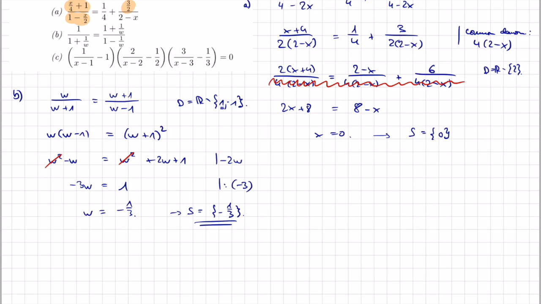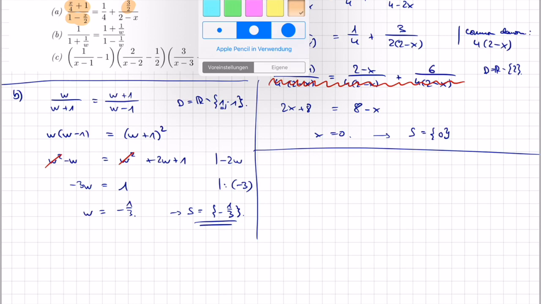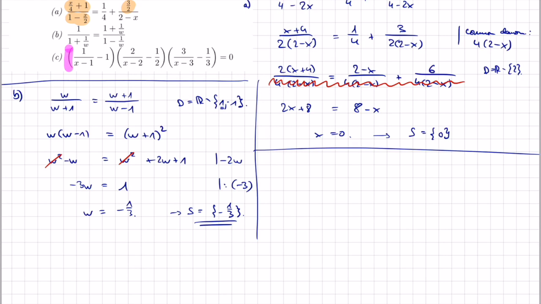Finally, for number C, this is a fractional equation, but it has the peculiar form that we've seen many times in polynomial equations. It is a product of 3 factors, which is 0. So this can only happen if one of the factors is 0. So we can apply the zero product rule just the same.